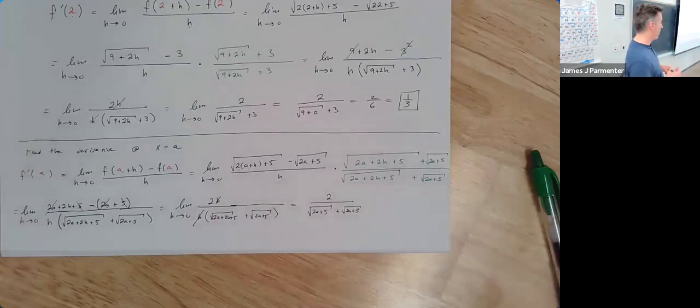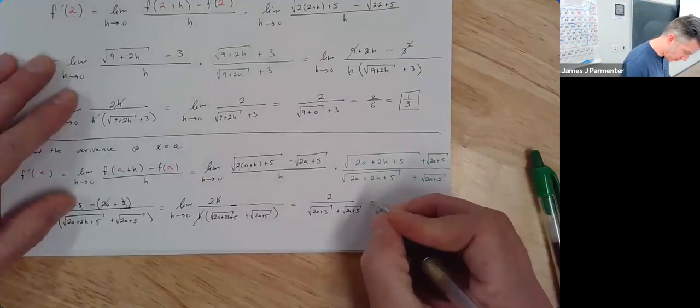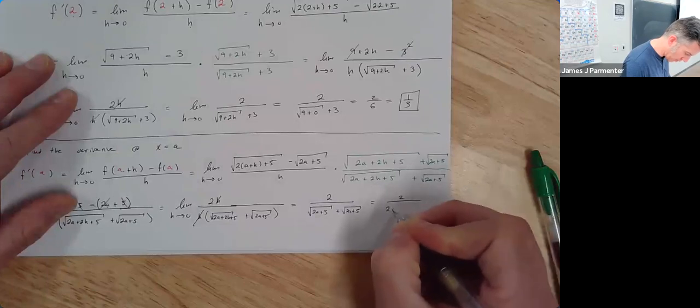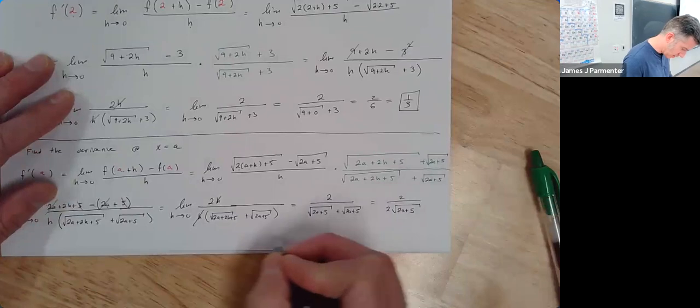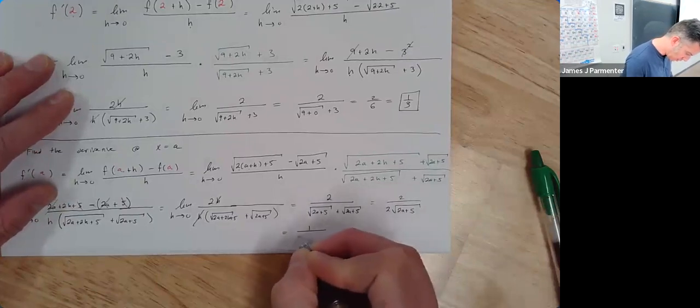Okay, here's a place where people often make a small error. The square root of 2a plus 5 plus the square root of 2a plus 5 is 2 times the square root of 2a plus 5. You're not multiplying them and canceling the square root out, you're adding them, so you're getting double. So you get 2 over 2 times the square root of 2a plus 5, and then I can't cancel those 2's. So I end up getting 1 over the square root of 2a plus 5.